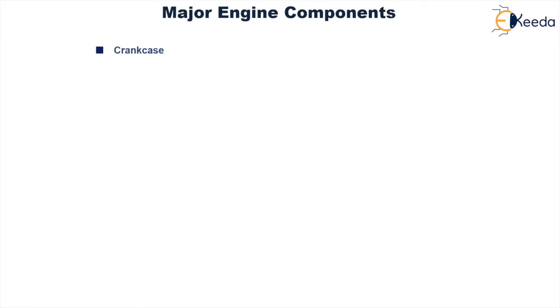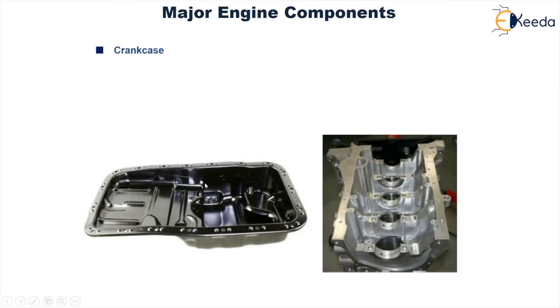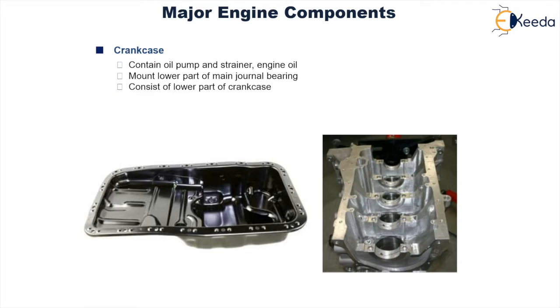Then we have the crankcase. This is an example of a crankcase. As you can see, it is in the sort of a pan. It houses the crankshaft assembly. Also, it serves as a container to contain the lubricant or the cooling oil. As you can see over here, these surfaces are provided in order to mount the crankshaft assembly. Journals are provided in order to mount the bearings over here. It contains the oil pump and strainer, engine oil, the lower part of the main journal bearing, and consists of the lower part of the crankcase.